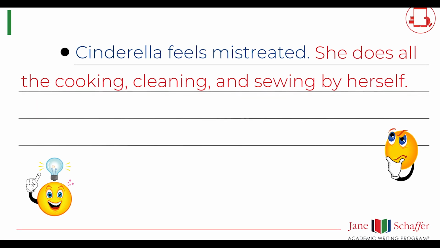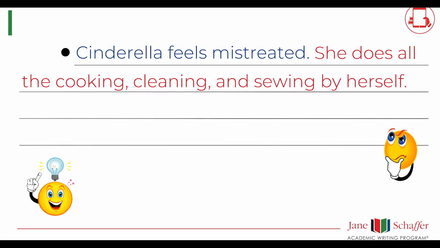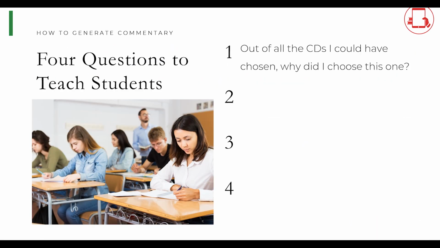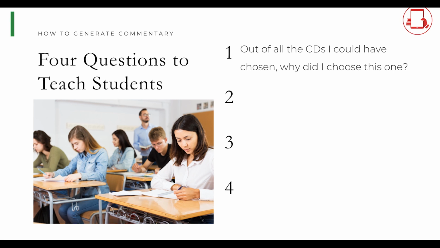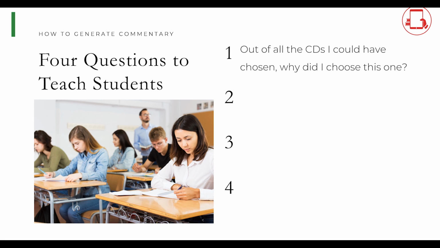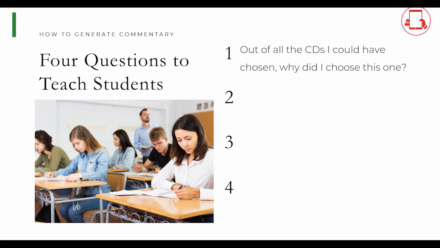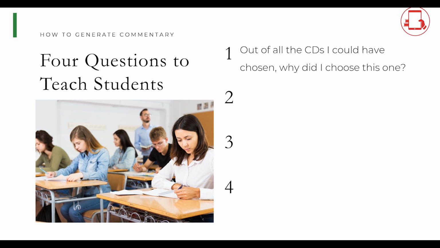Remember, writing is about thinking. It's about asking the right questions. We teach students to memorize the following 4 questions. Out of all the CDs I could have chosen, why did I choose this one? I could have pointed out that Cinderella's father died, that she had to sleep on the hearth by the fireplace, that her stepsisters called her bad names, but I didn't. I chose that she had to do all the cooking, cleaning, and sewing by herself. Why did I choose that evidence from the text?